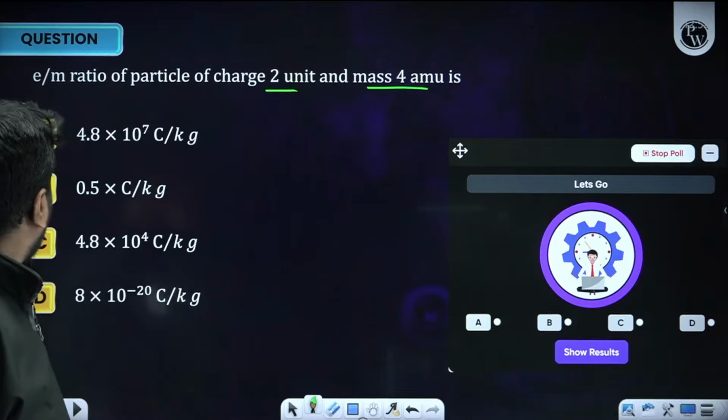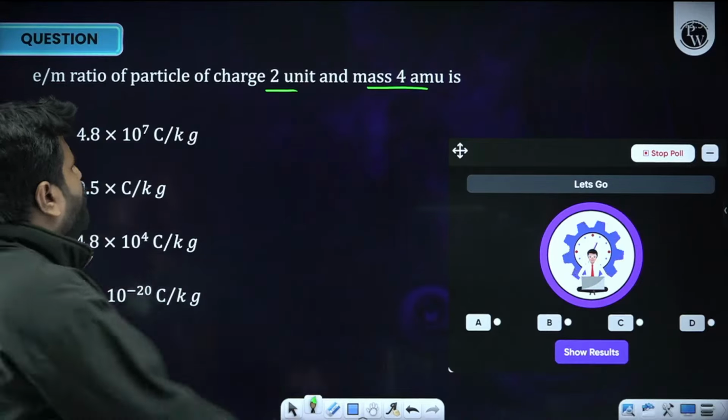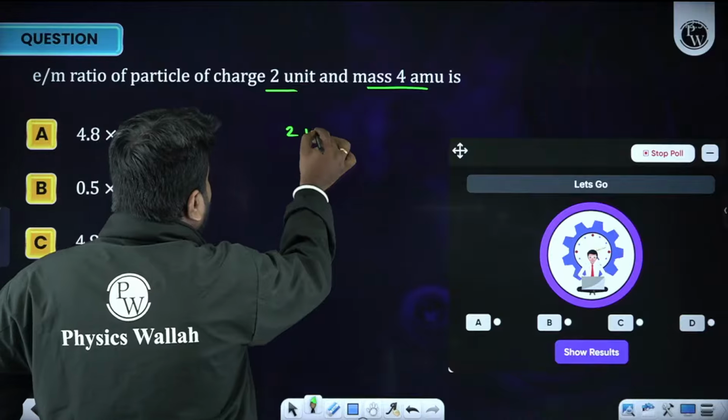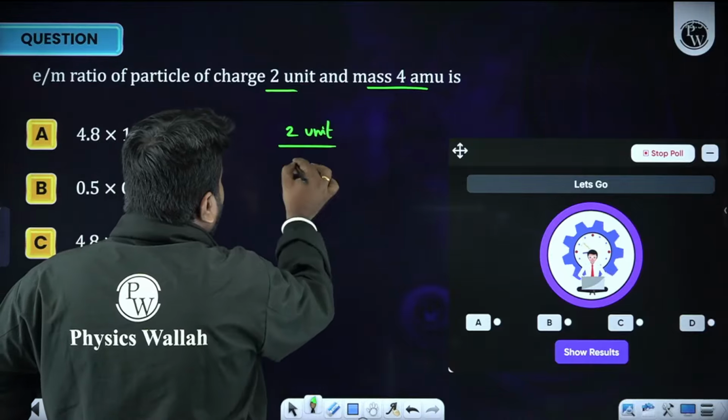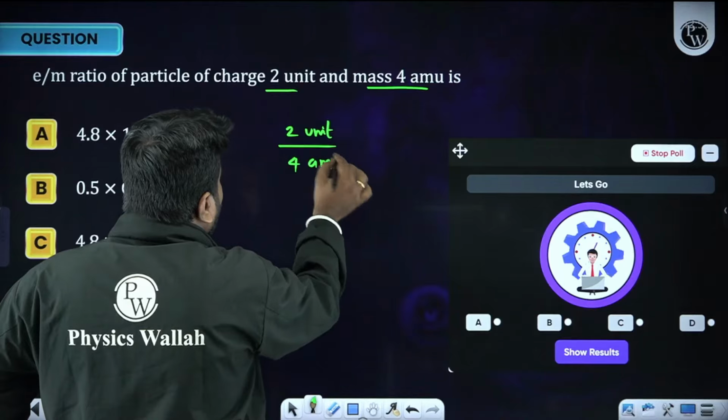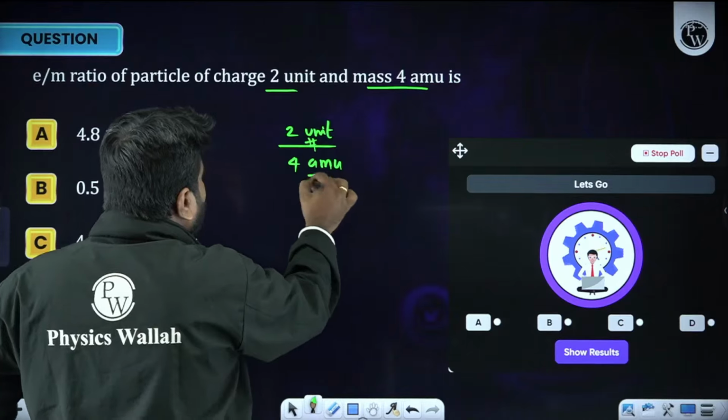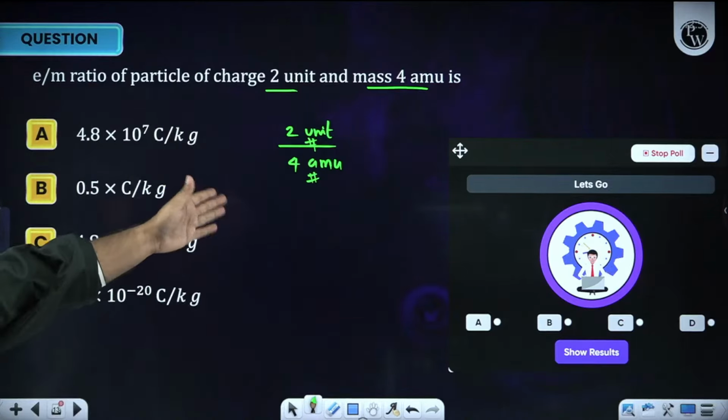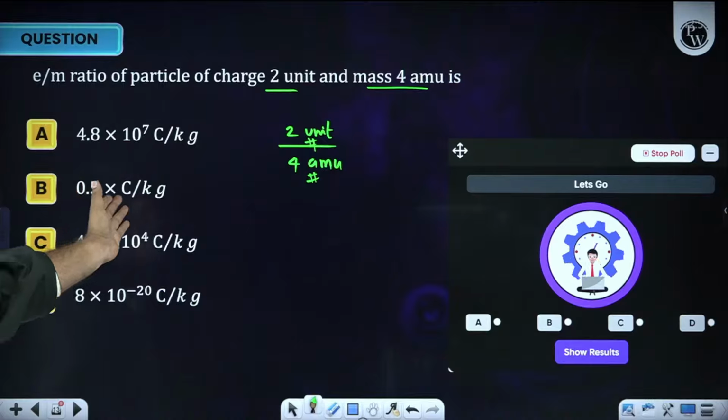Okay. E by m ratio of particle. So what is the charge, 2 unit, divided by mass, which is 4 AMU. So all these are known values for us, right? So if we substitute the known values, automatically we will get the answer.